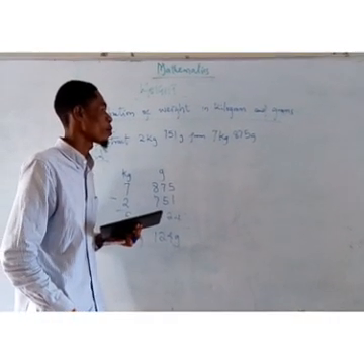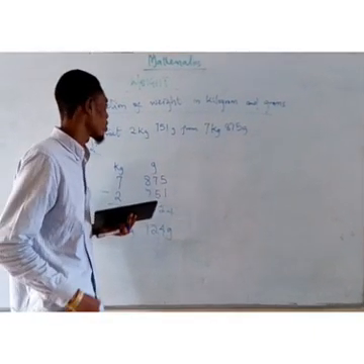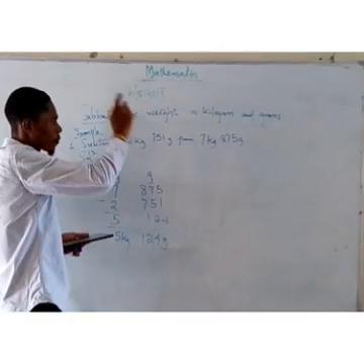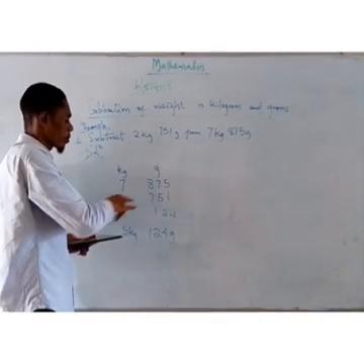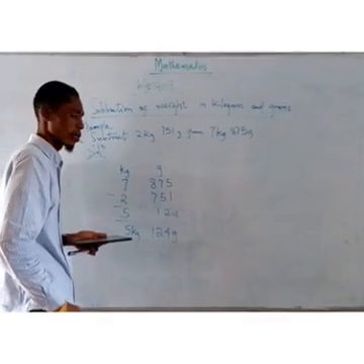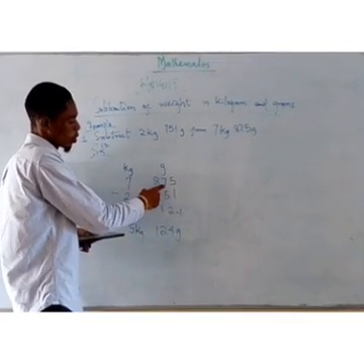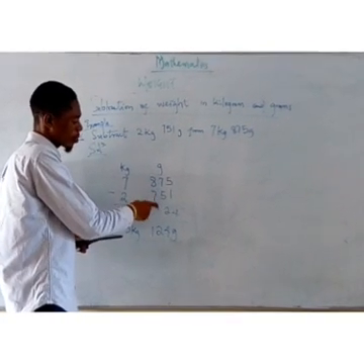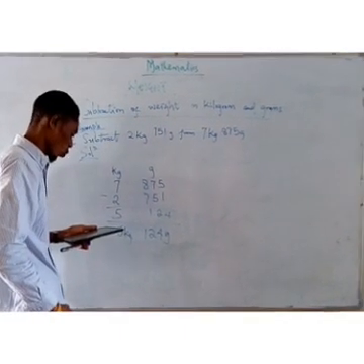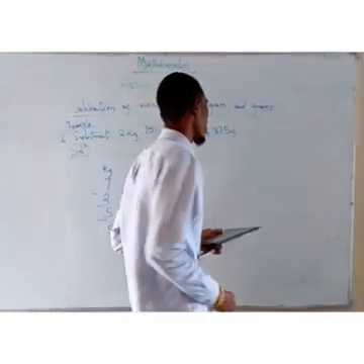Now the example says subtract 2 kilogram 751 grams from 7 kilogram 875 grams. Now it's very simple. Arrange your kilogram bar and your gram bar. Now we have 7 kilogram 875 grams minus 2 kilogram 751 grams. Now we subtract: 5 minus 1 will give us 4, 7 minus 5 will give us 2, 8 minus 7 will give us 1, 7 minus 2 will give us 5. So we have 5 kilogram 124 grams.